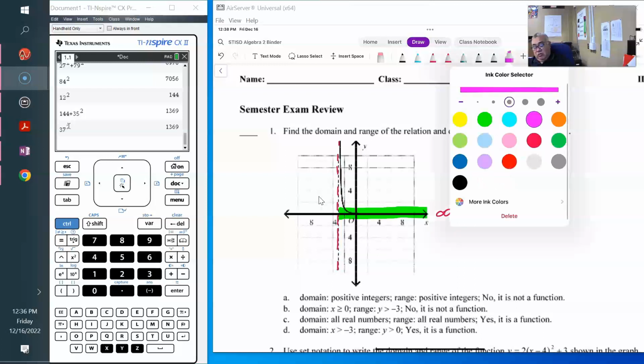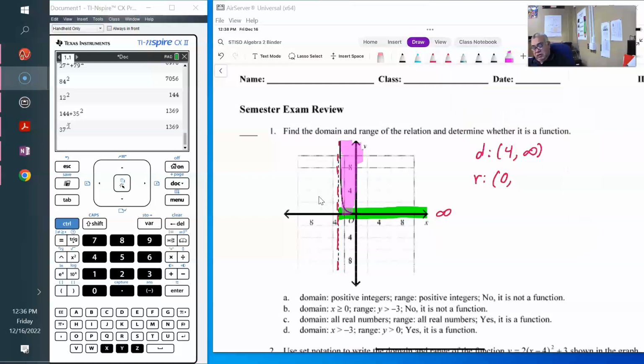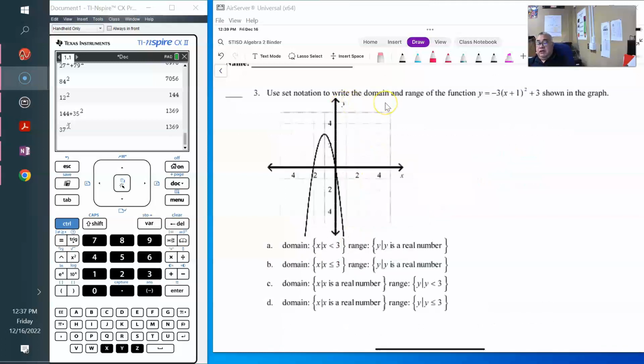The range appears to be starting at 0, so I'm going to put 0, comma, and the range is a set of all y values. So we know that y is going to be at 0, and it's going to go all the way up to infinity. So it's 0 to infinity. So the domain is all the numbers starting right after 4 all the way to positive infinity, and the range is, the lowest y value is 0, and it goes up to positive infinity.